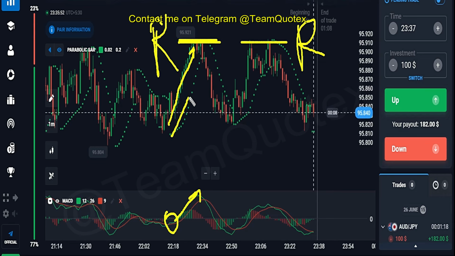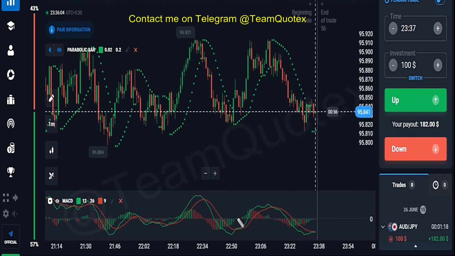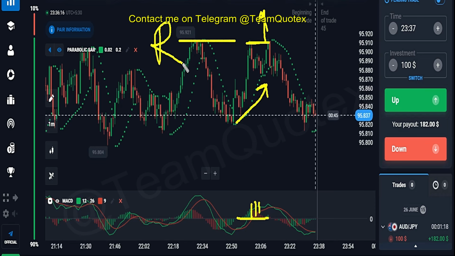Because parabolic is also supporting. And when next time market is going, we are getting a confirmation from MACD that market can go up, histogram is also above the zero level, parabolic is below the price. But here I cannot trade in up direction because I can see there is a level of resistance. So I will not trade.